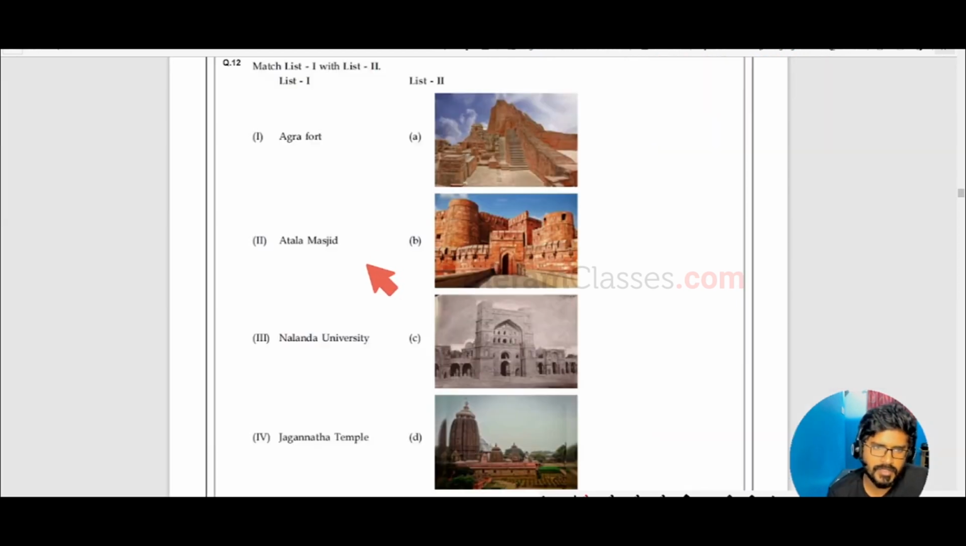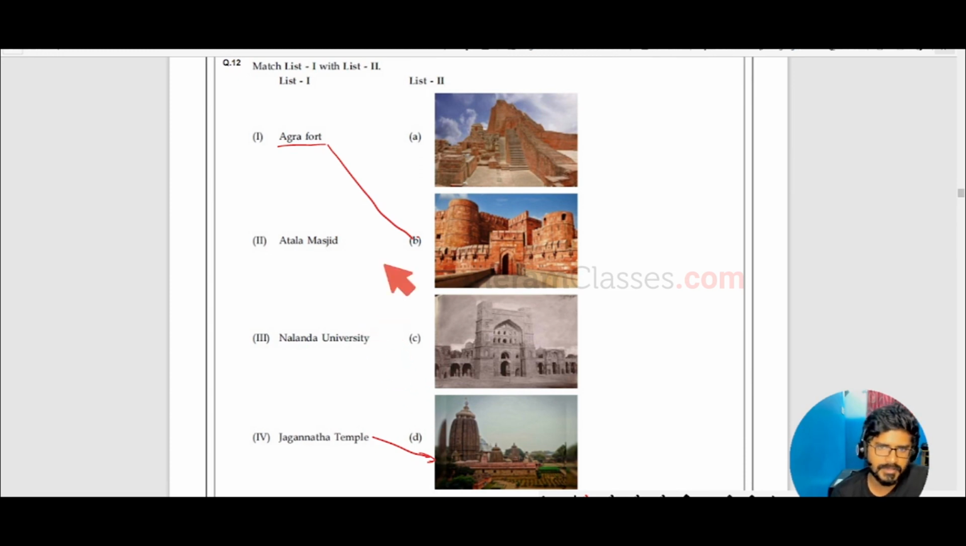So next is question number 12. Here they have given names of historical monuments and also images of historical monuments. We need to match the following, which name belongs to which image. Okay. So from this image we can see Agra Fort is of option B. So this is Agra Fort. Also, Jagannath Temple, Puri Jagannath Temple is this temple.